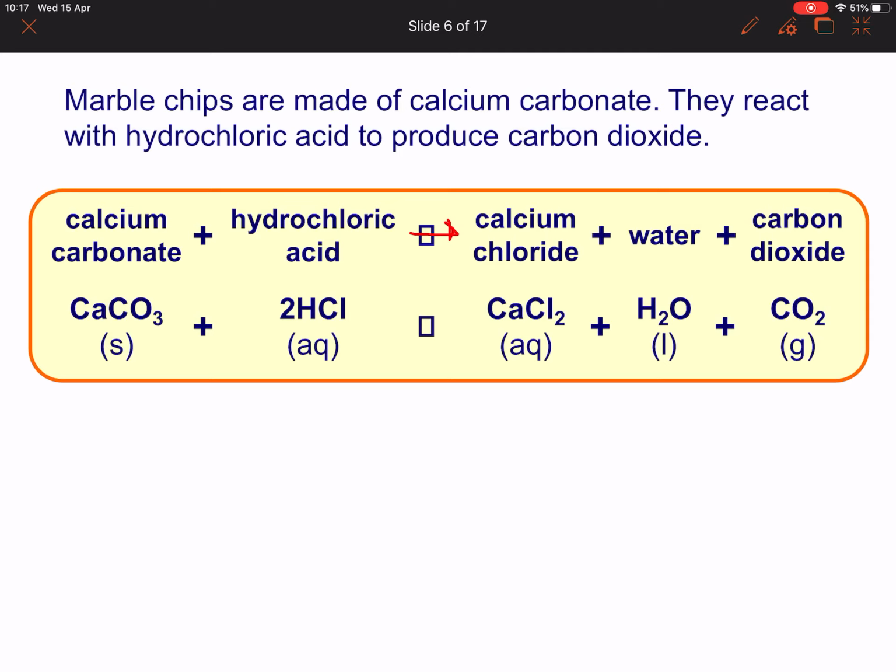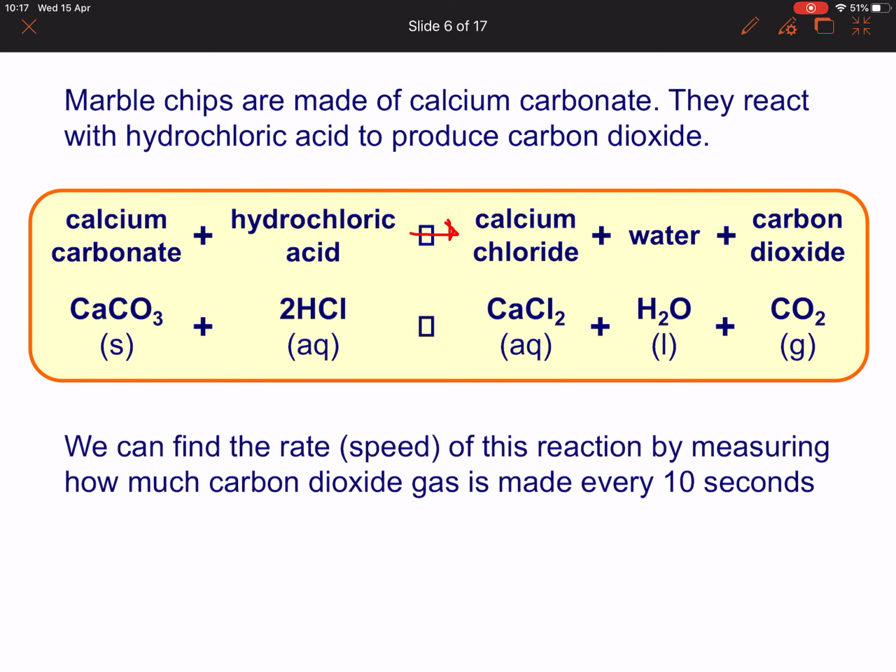And remember last lesson, if we want to measure the rate of a reaction, if it makes a gas, we can collect that gas and time how fast the reaction is making that gas. So we can find the rate or the speed of this reaction by measuring how much carbon dioxide gas is made every 10 seconds. What would we use to collect the gas?